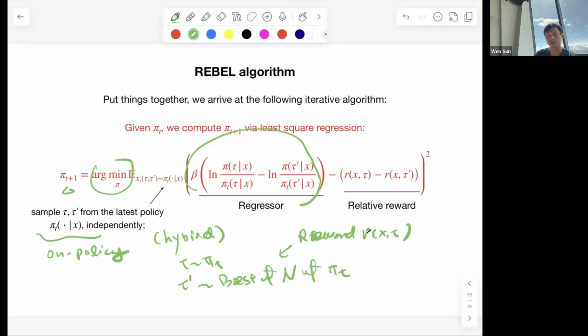You can also take advantage of offline data. If you have some good human demonstrations, then maybe tau prime can be one of the human demonstrations for the prompt x. So there's some flexibility here, but for now we're just going to focus on policy sampling.